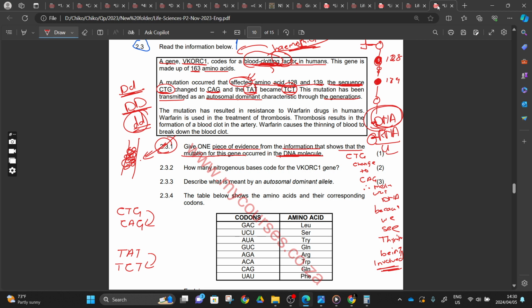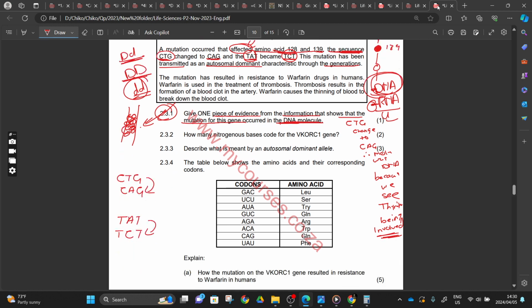So just 1 mark. Now how you say it will be up to you. You can say thymine, DNA. I will explain based on your understanding, but we want to see this thymine being linked to DNA, right?